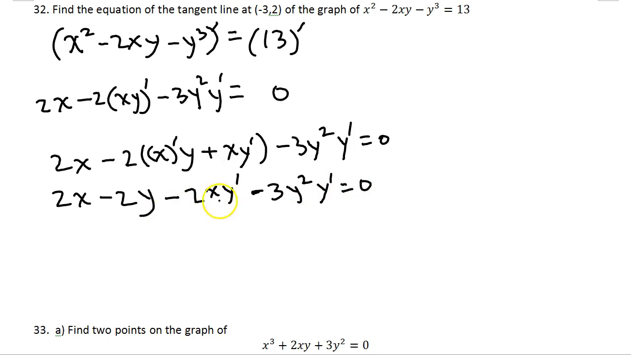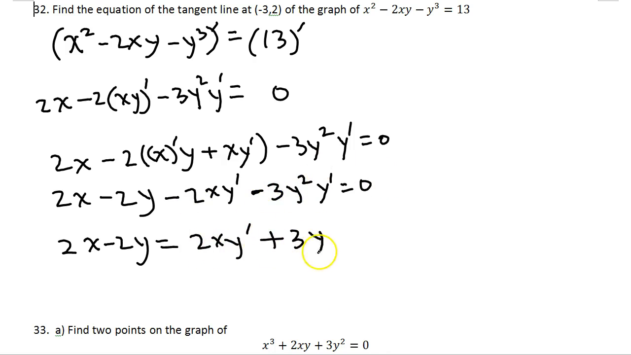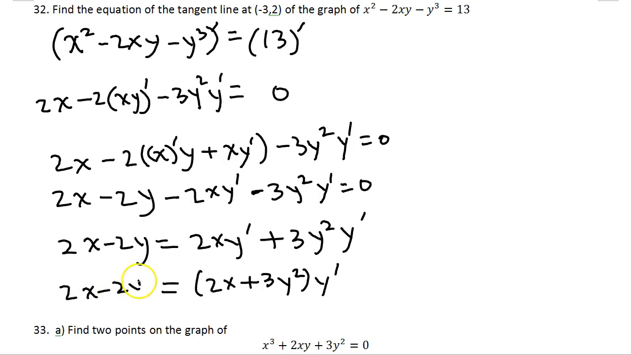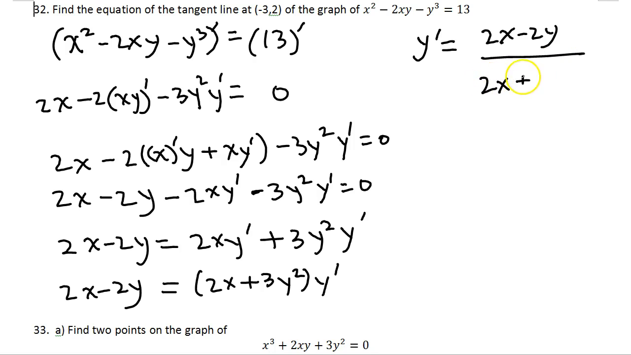Okay, now we have to move all the y primes to one side. So here's the term with y prime, it moved over to the other side, so minus became plus. This one also has to move to the other side, so it's plus, and then you factor the y prime out. So that when you divide this to the other side, you end up with y prime equal to 2x minus 2y over 2x plus 3y squared.